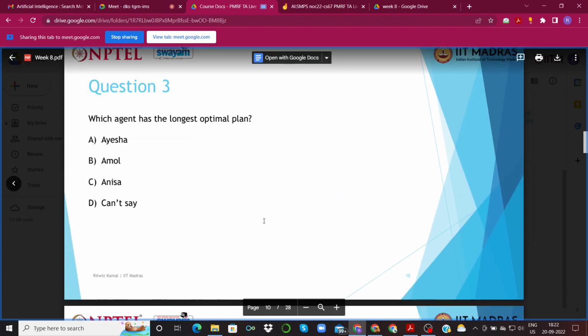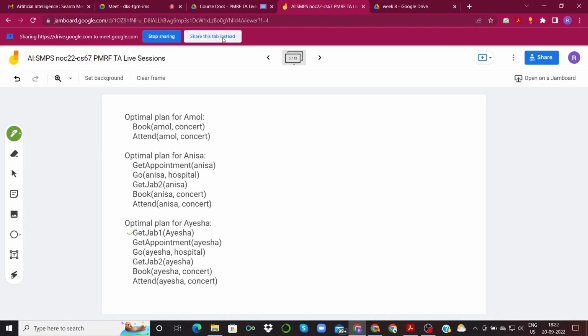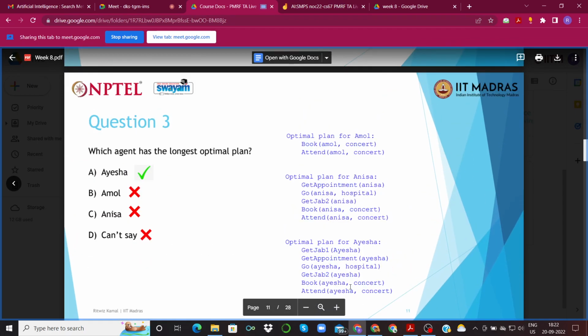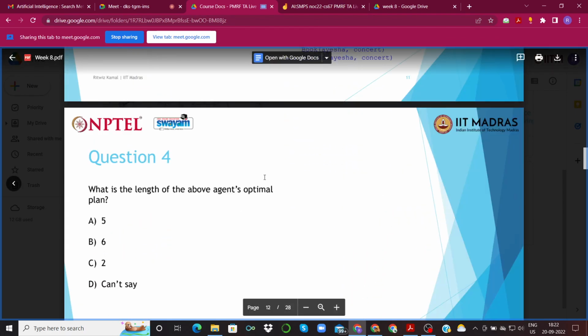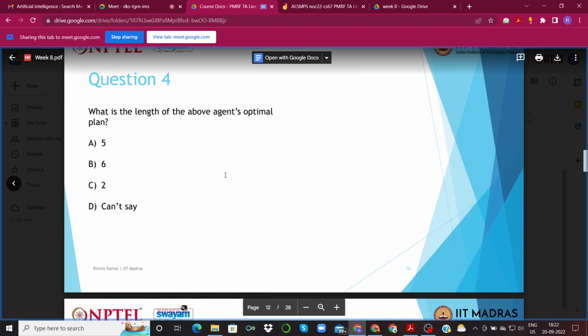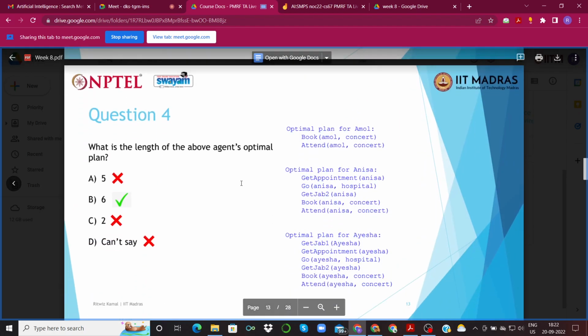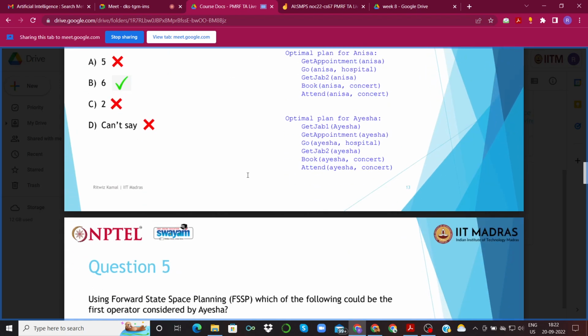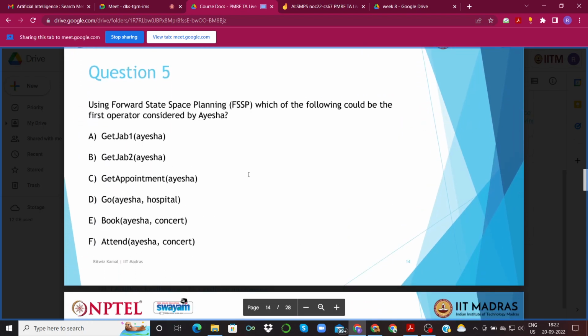Which agent has the longest optimal plan? Aisha. Yeah, that's right. Aisha has the longest optimal plan. She has to take 6 actions, I think. So the length would be 6. Okay, so these were pretty straightforward questions.